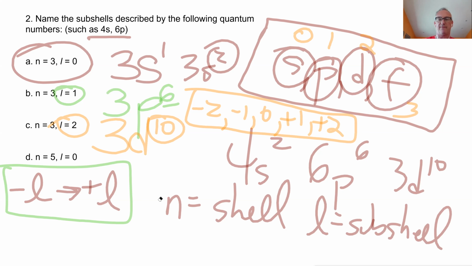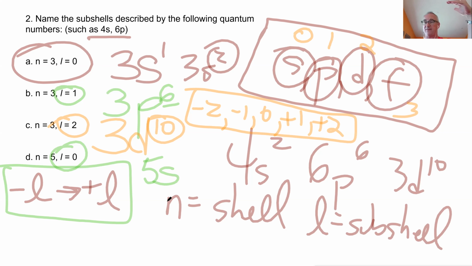And then the last one, number D, what do we have there? 5s. It's 5. Man, you got that quickly. Yeah, so N is 5, it's in the 5th shell. That's the super easy one to do. And L is 0 again, which it was for the first one, so it's also S.